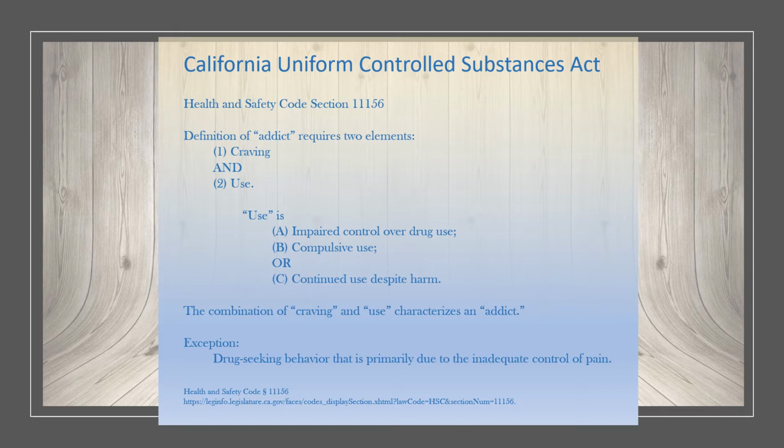The California Uniform Controlled Substances Act defines addict in Health and Safety Code section 11156. The definition of addict requires two elements, craving and use. Use is impaired control over drug use, compulsive use, or continued use despite harm. The combination of craving and use characterizes an addict under Health and Safety Code section 11156. There is an exception for drug-seeking behavior that is primarily due to the inadequate control of pain.